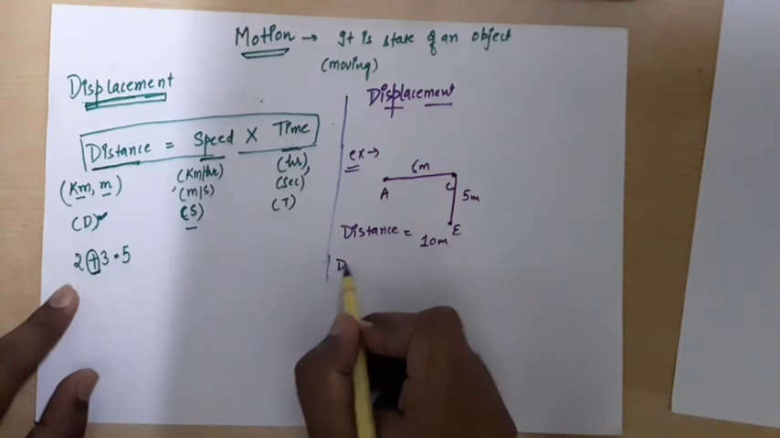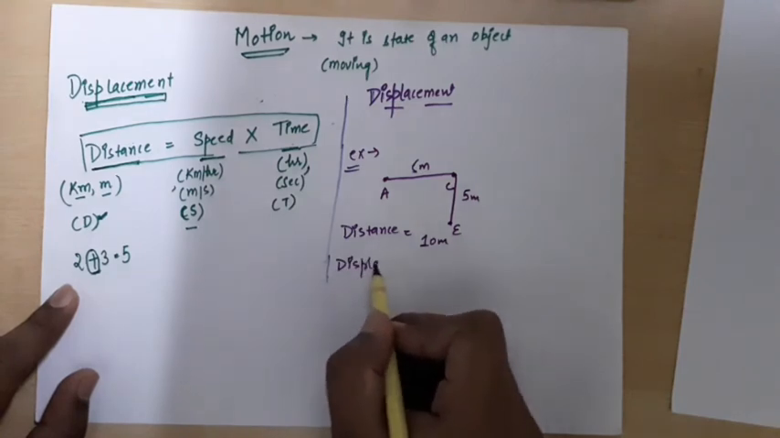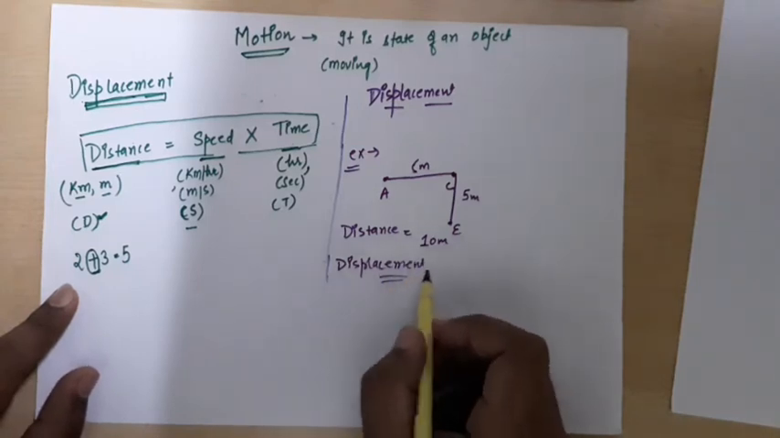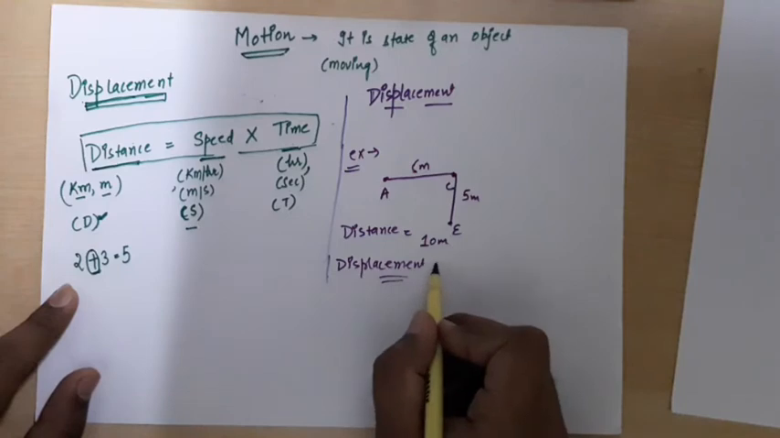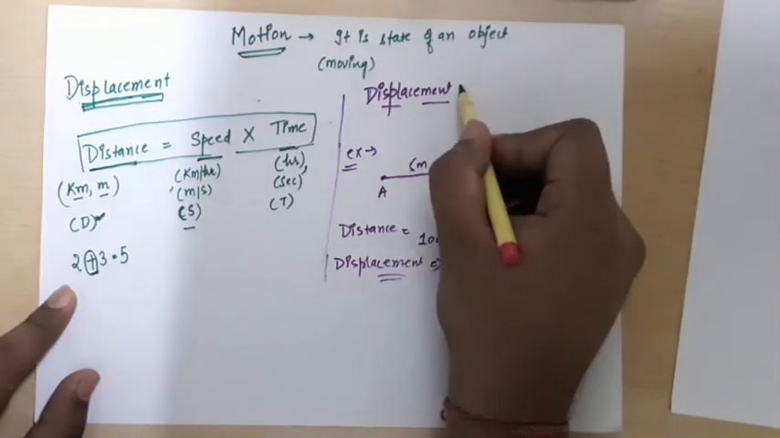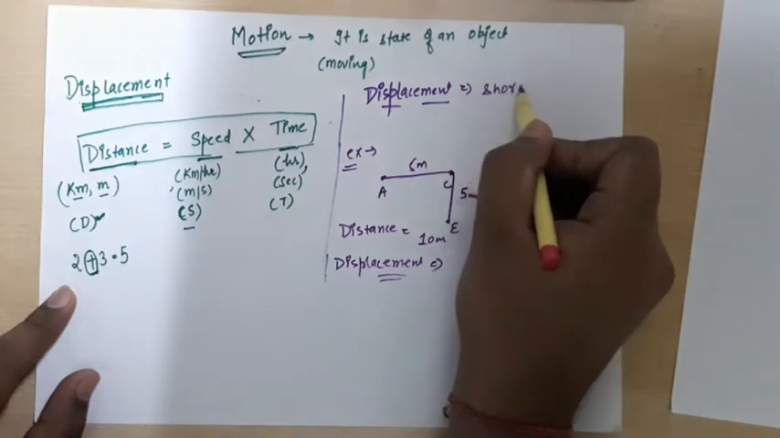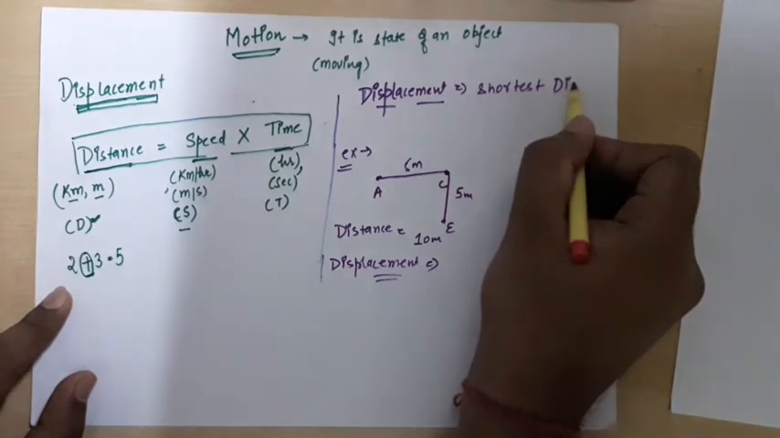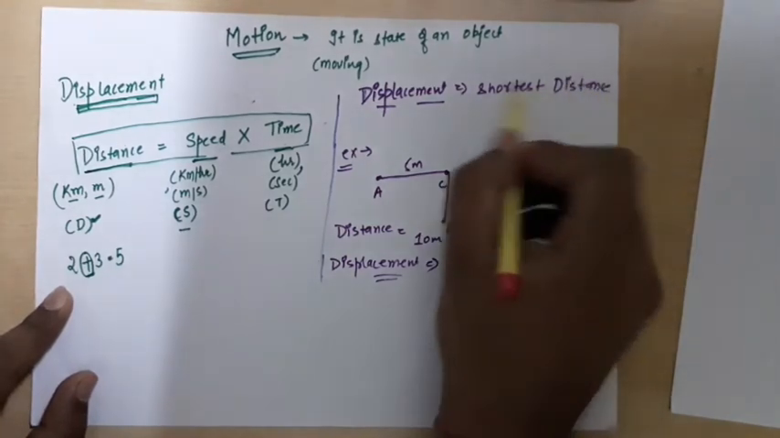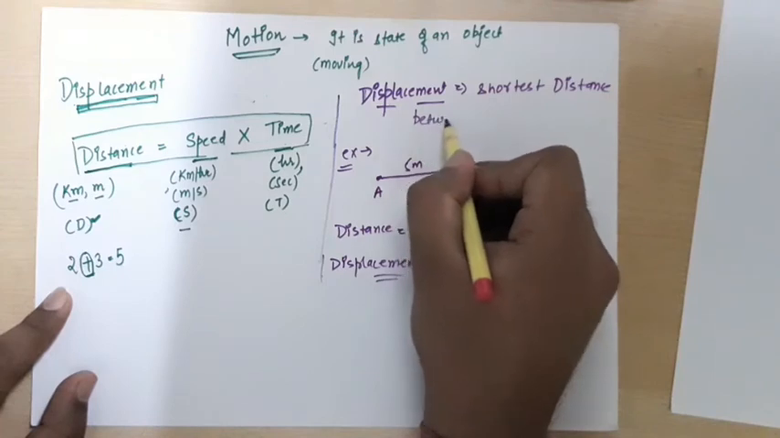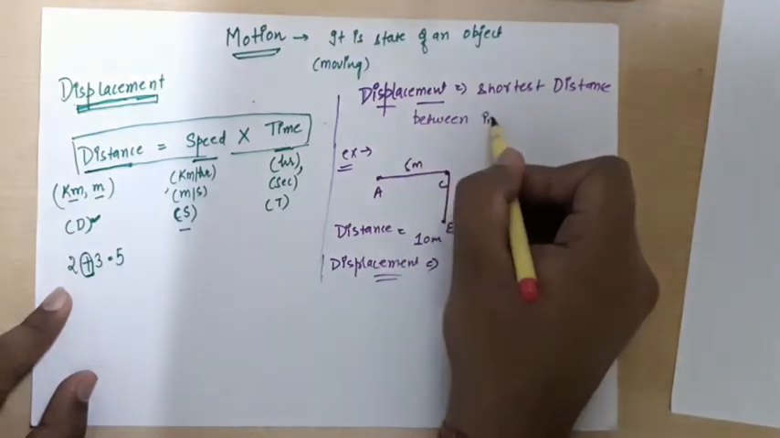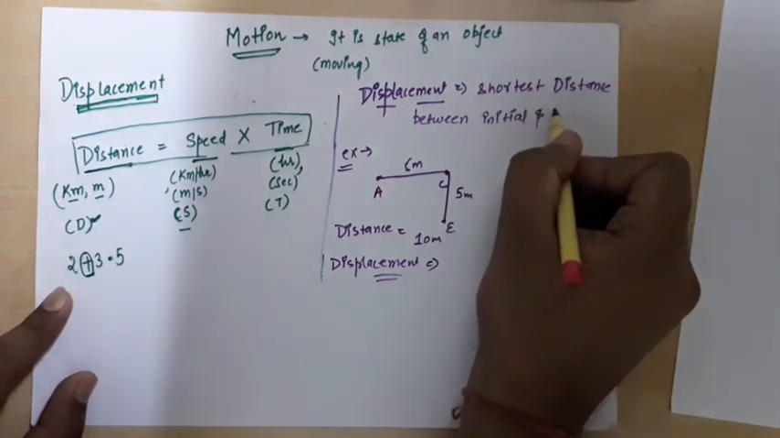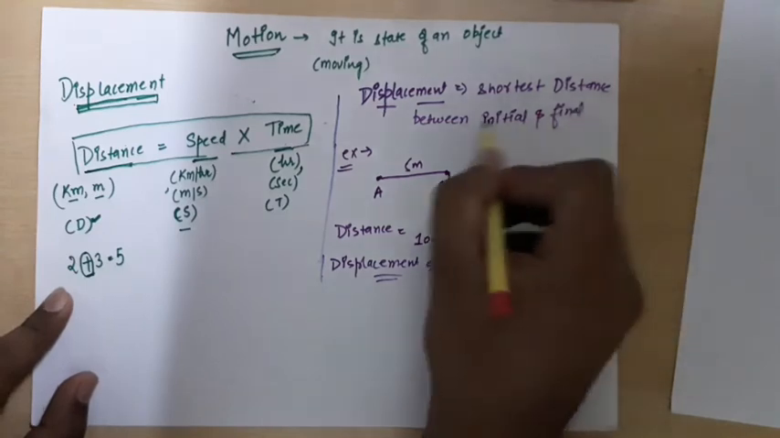But if somebody asks you what is displacement, then what is it? Displacement is equal to the shortest distance between the initial and final position.